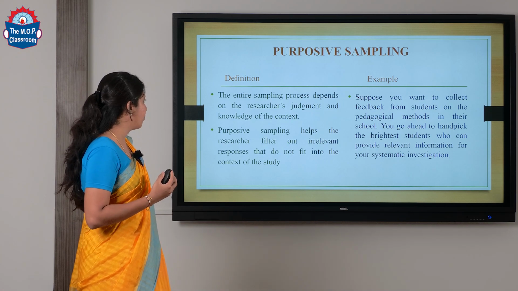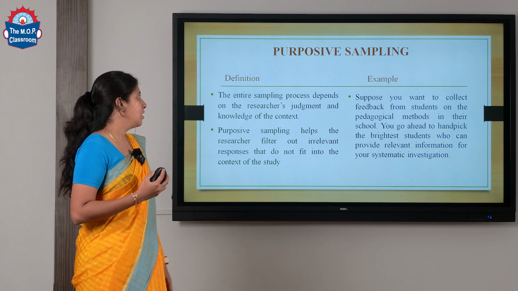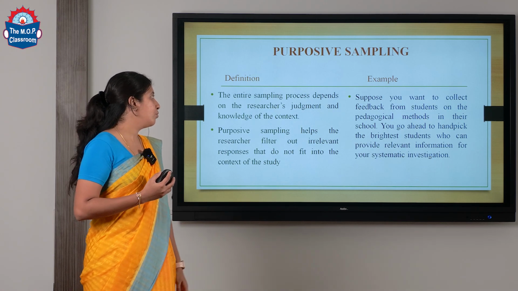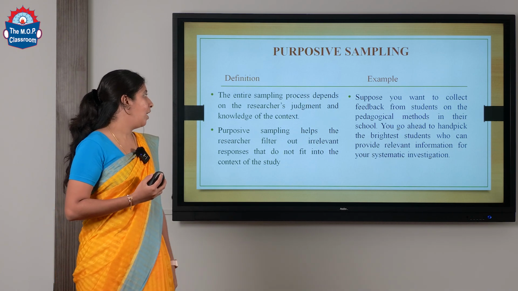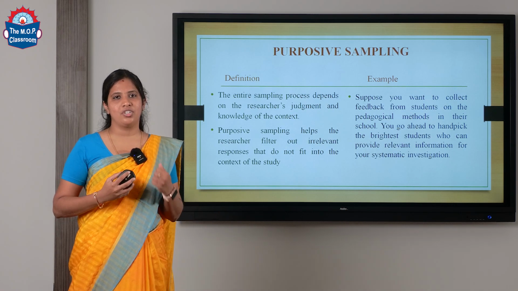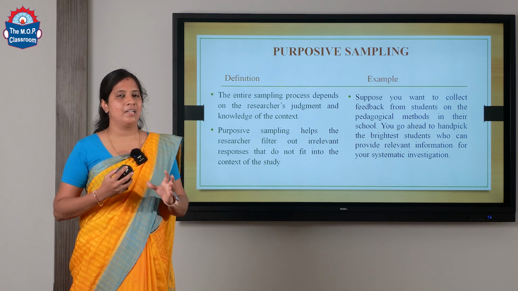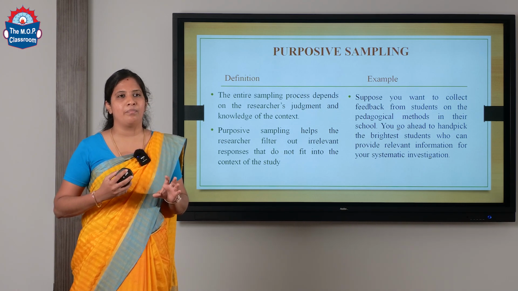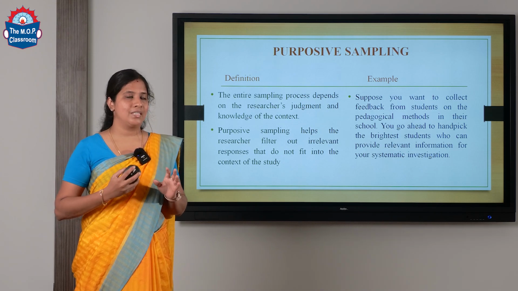So the entire sampling process depends on the researcher's judgment and knowledge of the context. Suppose you want to collect feedback from the students on the pedagogical methods in their school, you can go ahead and handpick the brightest students. You can just give them the questionnaire and they can fill it in. So I purposefully selected only 10 students from the overall 40 students. So this is purposive sampling.